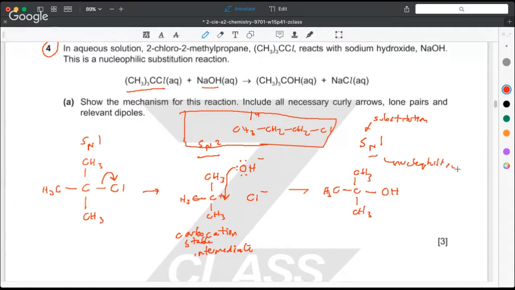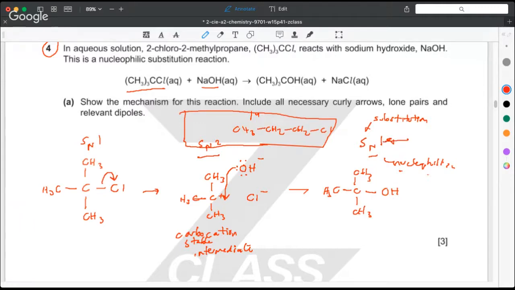Nucleophilic means that the reagent likes positive charges. Philic from Greek means to like something or to love something. And the nucleus of an atom is positive. So it's something that likes positive charges. And sure, you had a hydroxide ion that liked the positive charge in the carbocation. So substitution, nucleophilic, and this is the important point, SN1.